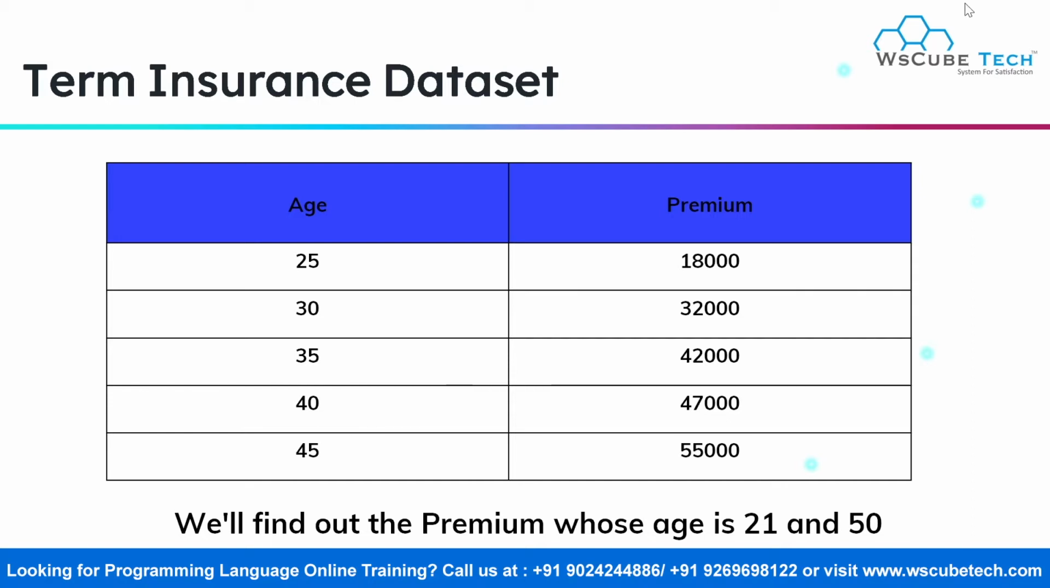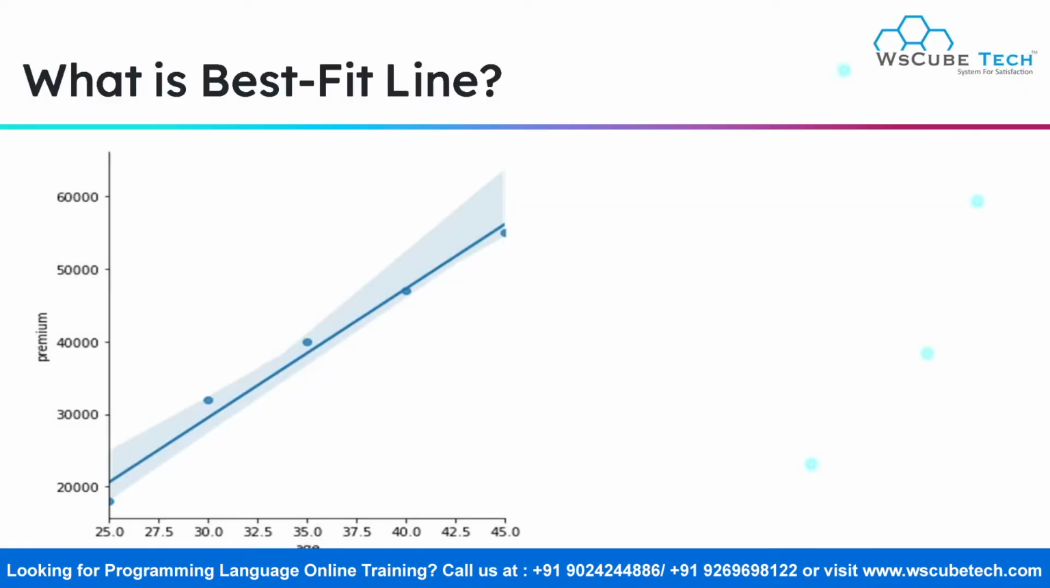Before we jump over to our Jupyter notebook and implement this practically, we'll understand the theoretical concept. Once we have this data set, we can plot it as a scatter plot. On my x-axis I have age, and on my y-axis I have premium. This age, my x variable, is my independent variable, and this premium, y, is my dependent variable, because the premium is dependent on age. And these are my data points.